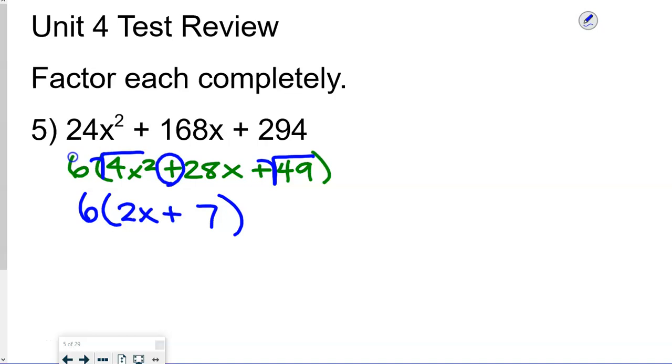Now, if when I multiply these two terms together times 2, I get the middle term right here, then this is a binomial squared. So to make sure that this is a binomial squared, I'm going to multiply 2x times 7, and then I'm going to multiply that by 2. Well, what is that, y'all? 14x times 2 is 28x. That's our middle term, isn't it? So that means this is a binomial squared.